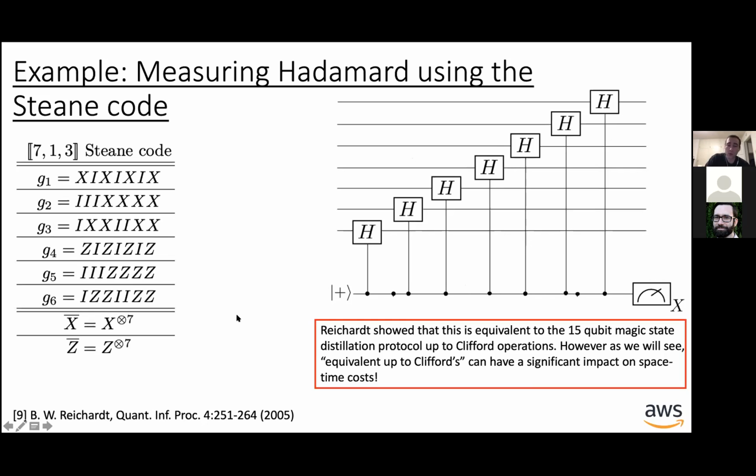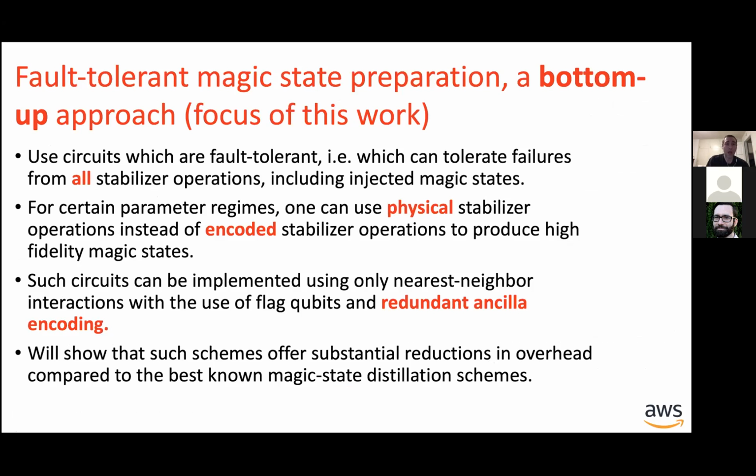And one of the things that Ben Reichardt realized a while ago was that this protocol is equivalent to the well-known 15 qubit protocol for magic state distillation up to Clifford gates. But the point here is that up to Cliffords, for practical purposes, is extremely important because it could have very significant implications on the space-time costs between two magic state distillation schemes that are equivalent up to Cliffords. So I'm going to come back to this very shortly and explain this in more detail. But now I'd like to present the main ideas of what's being introduced in this work.